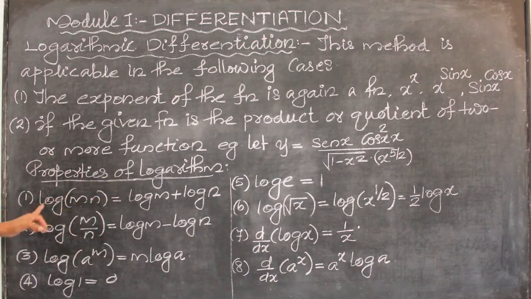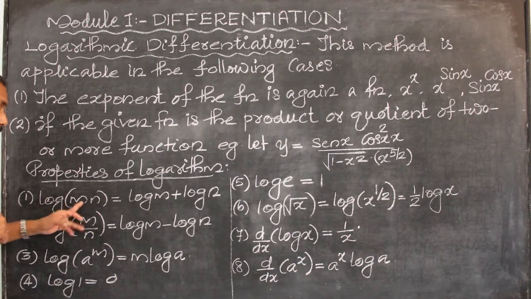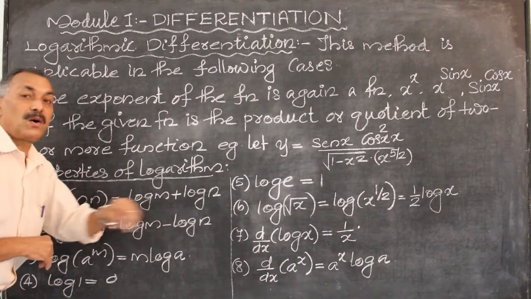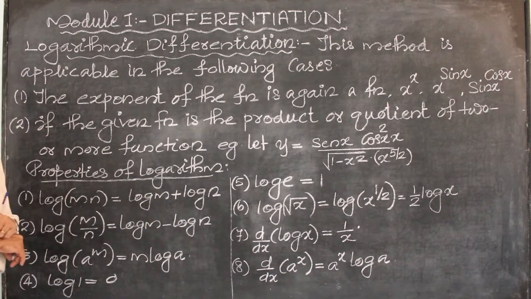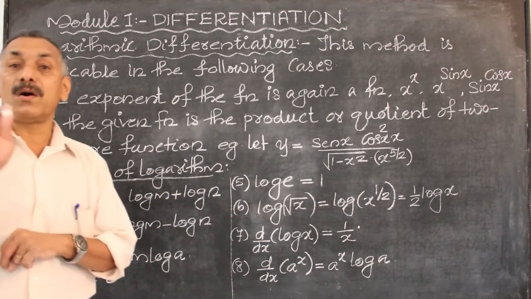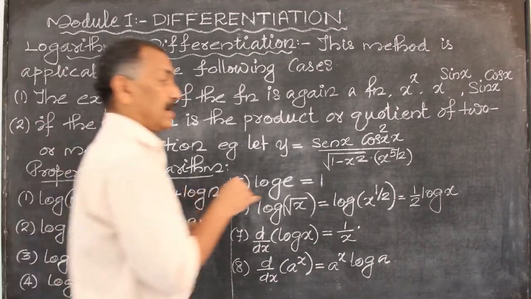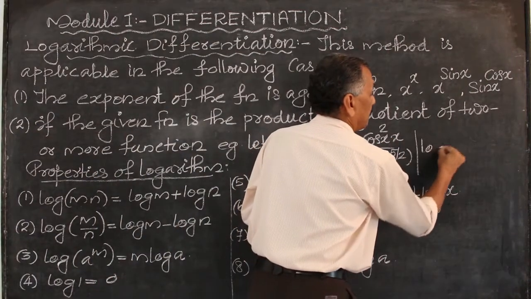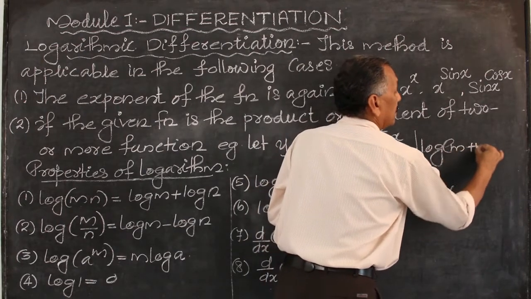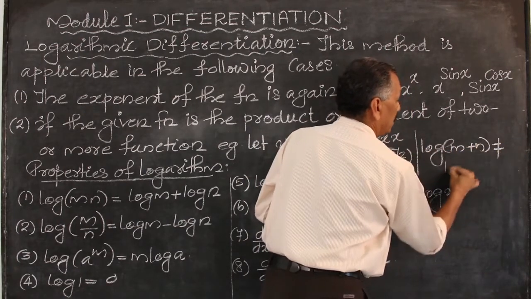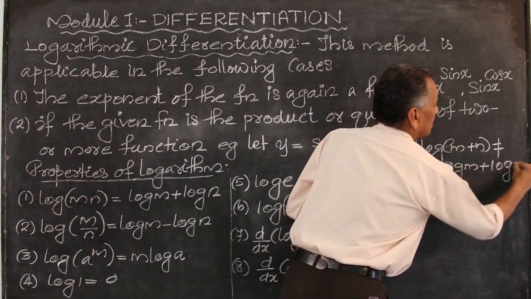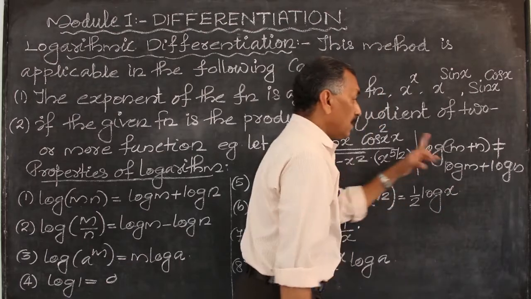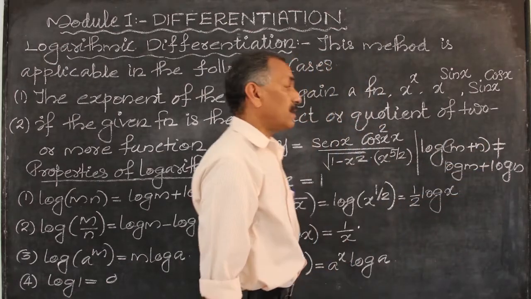ഫസ്റ്റ് പ്രോപ്പർട്ടി: log of m into n, a product, is equal to log m plus log n. Actually, log of m plus n is not equal to log m plus log n. ഈ പ്രോപ്പർട്ടി ഇല്ല. പക്ഷേ log of m into n ആയാൽ log m plus log n ആയിരിക്കും.